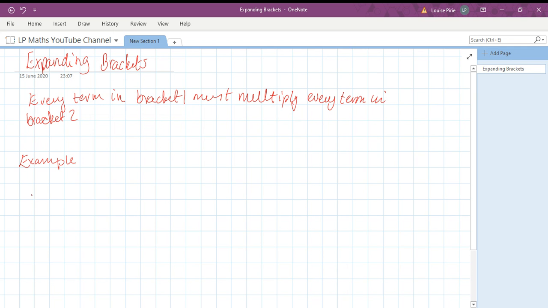So we have first bracket is going to be 3x plus 2, and our next bracket is going to be x minus 6. Now, I just want to be clear on what the terms are here. So we have 4 terms in these brackets. We've got the first term being 3x, second term is plus 2, third term is x, fourth term is minus 6. So first thing you want to do is one rainbow at a time.